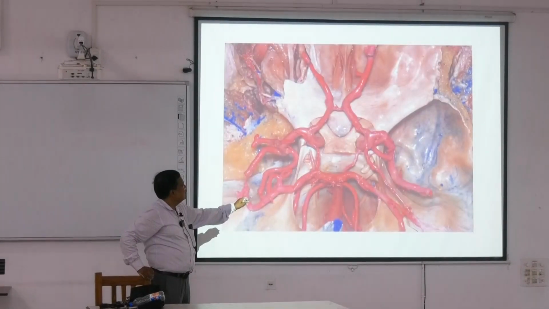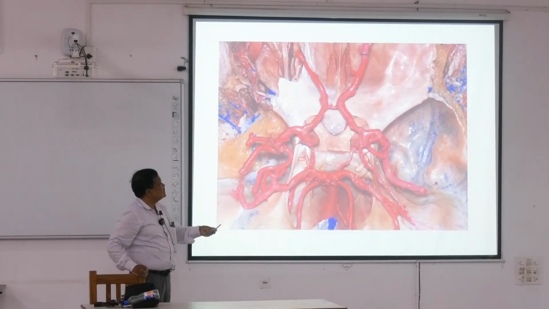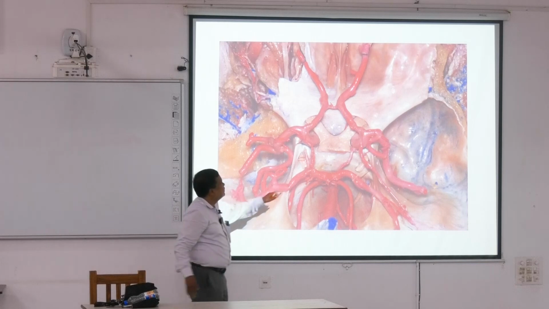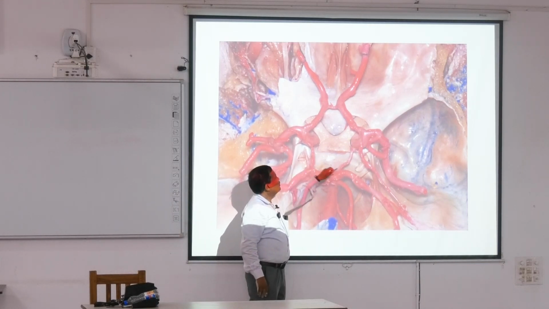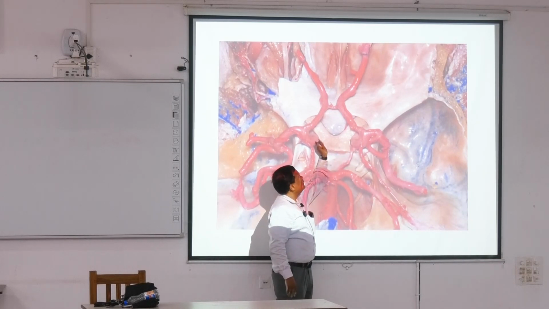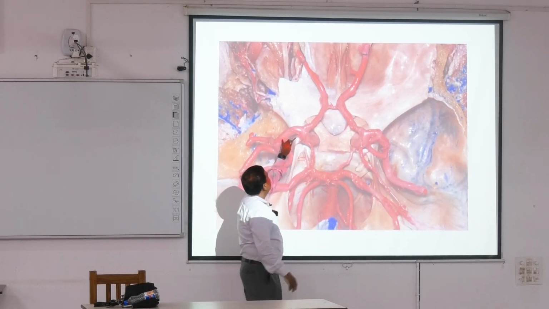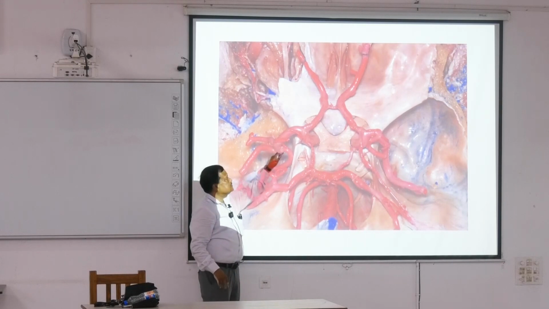Go back a little. This is the arterial circle with dissection. Do you understand? This is the interpeduncular fossa, posterior cerebral artery, posterior communicating artery, internal carotid artery, anterior cerebral artery, and middle cerebral artery going to enter the lateral sulcus.